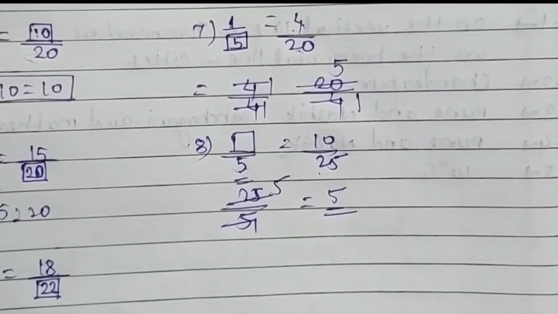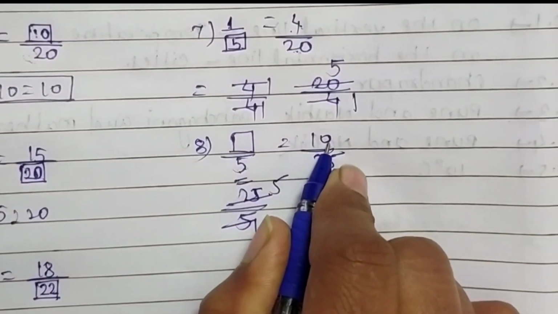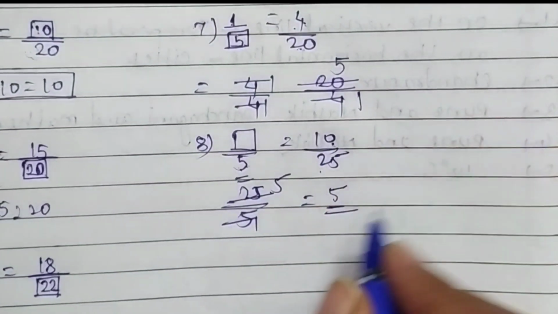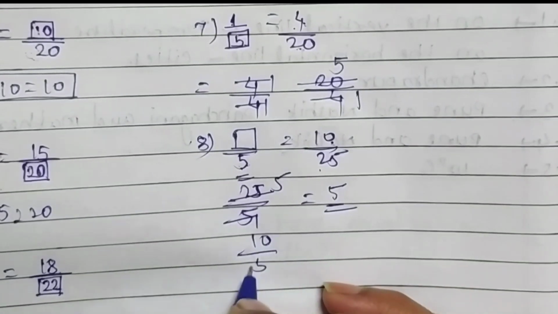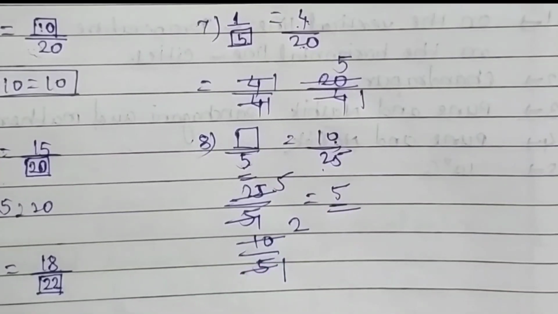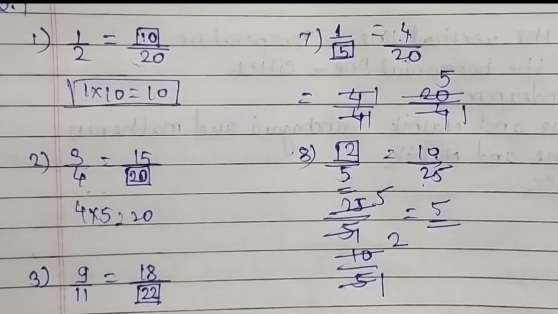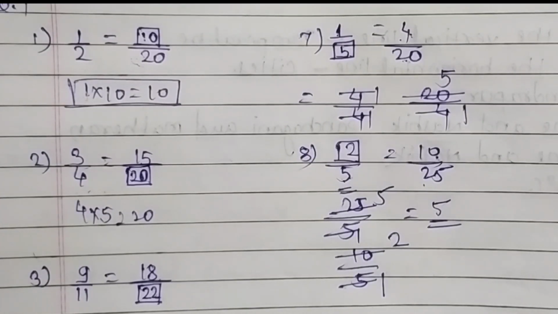It is correct. So let's divide now our numerator also by 5. So 10 divided by 5, 5 1s are 5, 5 2s are 10. Our answer is 2 for the box. Here our first question is complete. Now look at the second question.